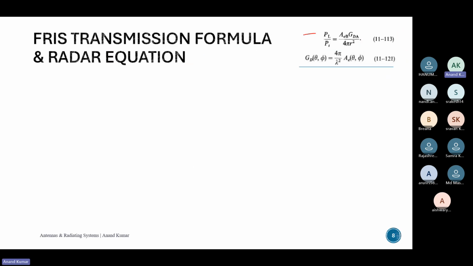From the previous classes, we had these two formulas for directive gain and the relation between the power transmitted and power received at the load, which was dependent upon the effective area of the receiver and gain of the transmitter.